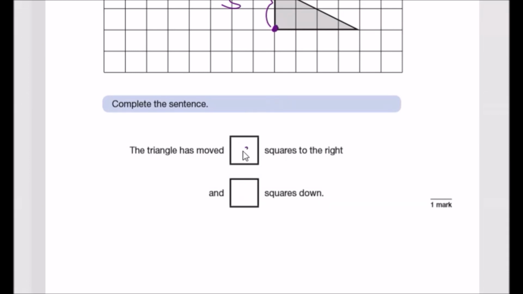The triangle has moved 6 squares to the right and 5 squares down.